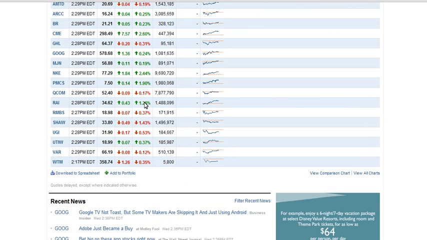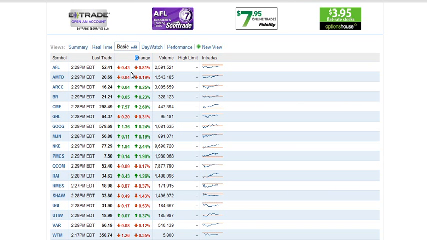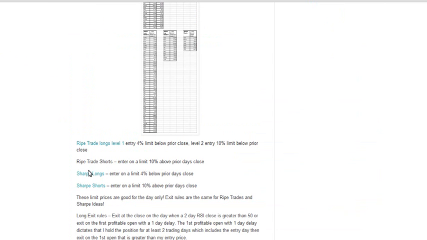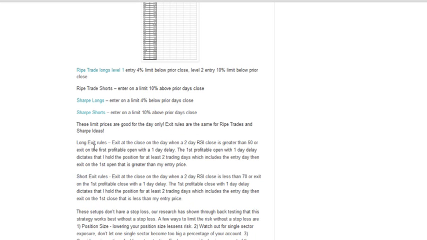Right now there's a big list of stocks, so the only way to really do it is just to watch those stocks and trade when you see it happen. If there's a small list of stocks, you can enter actual limit orders and see what, if anything, hits during the day. The longs and shorts are the same thing. The shorts are entered 10% above the prior day's close. Here are your exit rules.